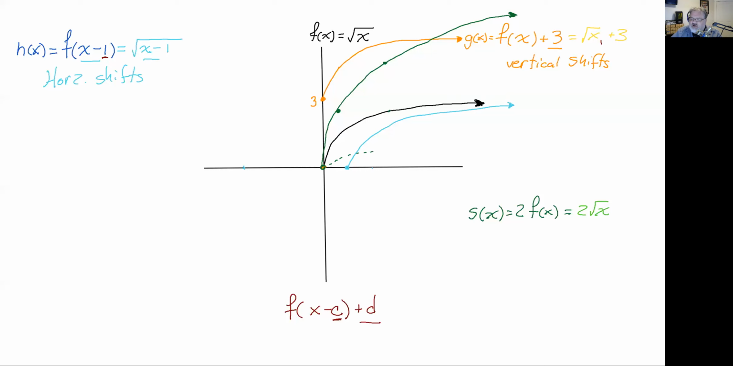And just like we called the up and down shifts a vertical shift, we often refer to these, because they are still affecting us vertically, as a vertical stretch. So this would be a vertical stretch by 2. This would be a vertical shift by 3, a horizontal shift by 1.